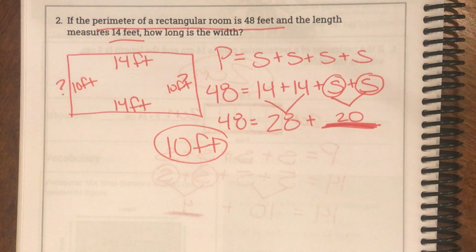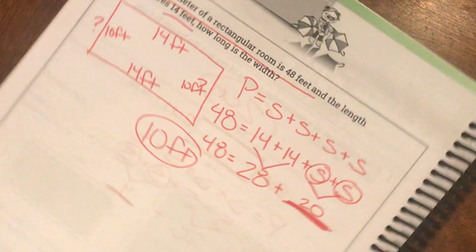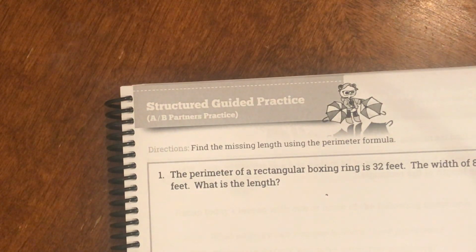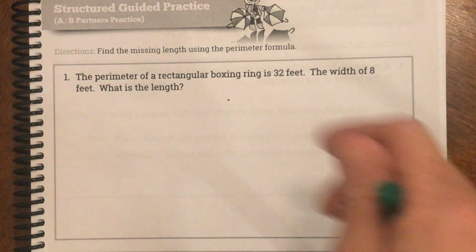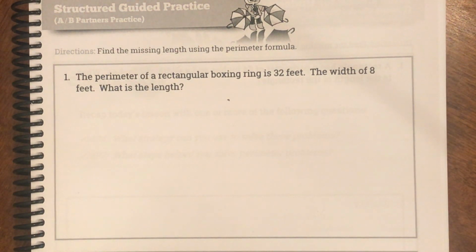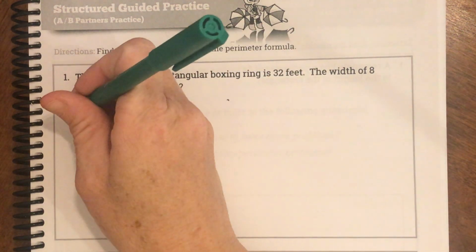Okay, friends, let's try some of these together. We are on page 64, and here's our first problem. It says, the perimeter of a rectangular boxing ring is 32 feet. The width is 8 feet. What is the length? Okay, so let's draw it.